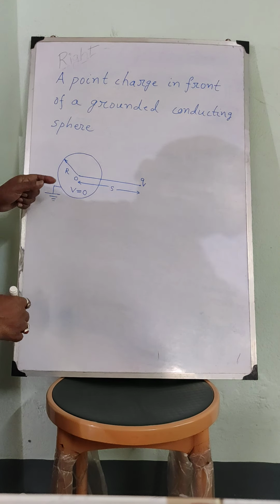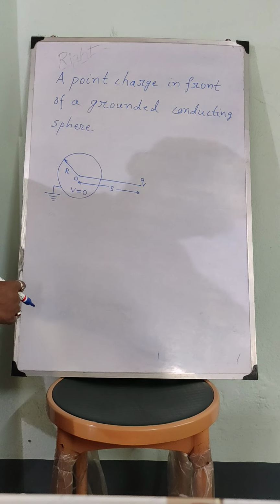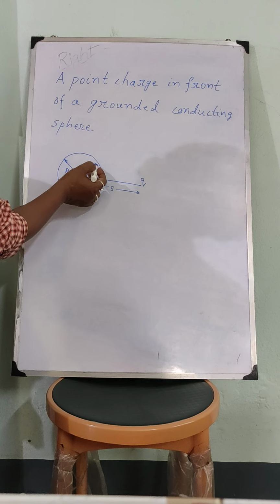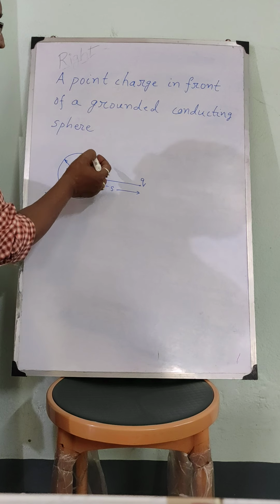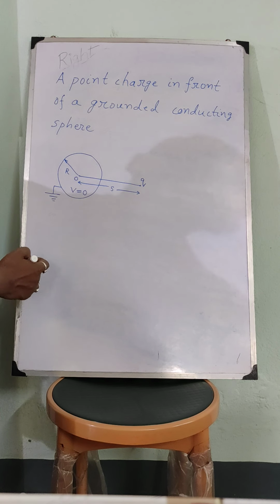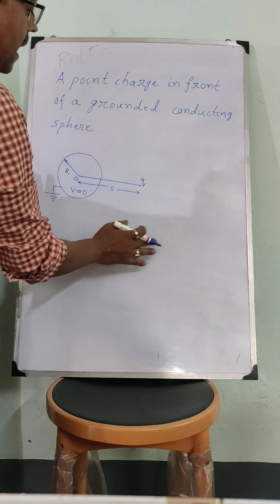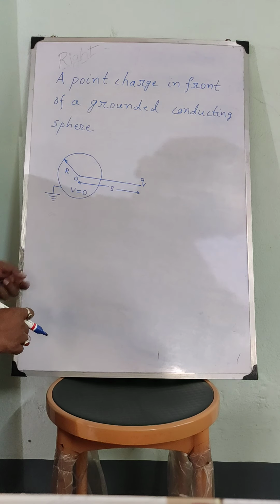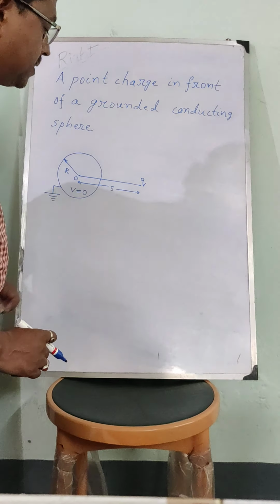Now the problem is to find out the potential in the region outside this sphere, because inside the sphere the potential is already given. It is V equal to 0, and also since a conductor is an equipotential, on the surface of the sphere also the potential is 0. So our problem is to find out the potential in the region outside the sphere. Okay, now we will solve this problem by the method of image.